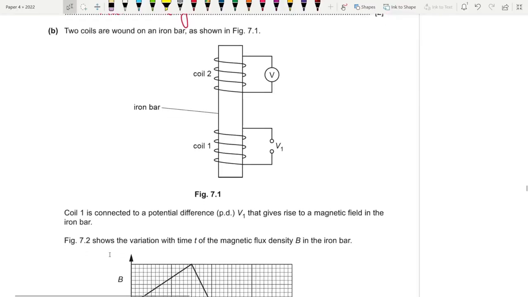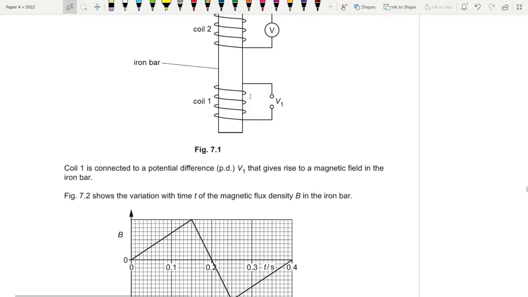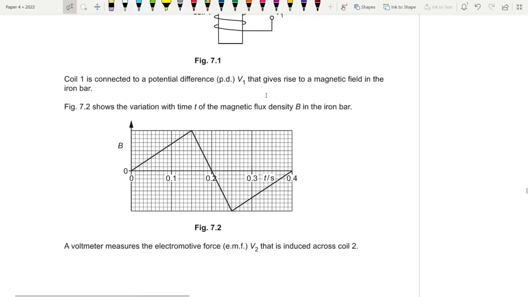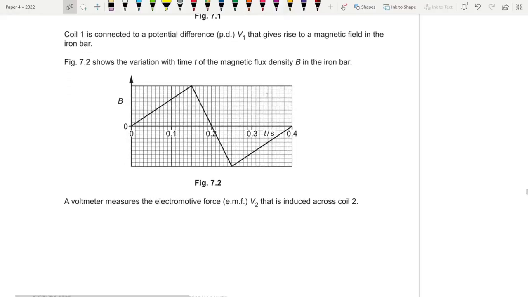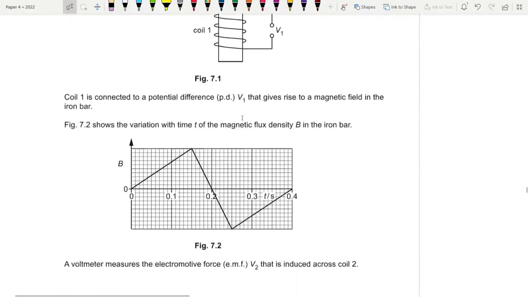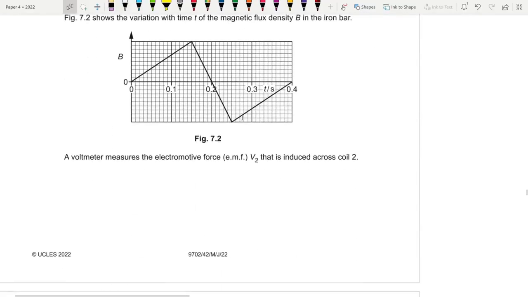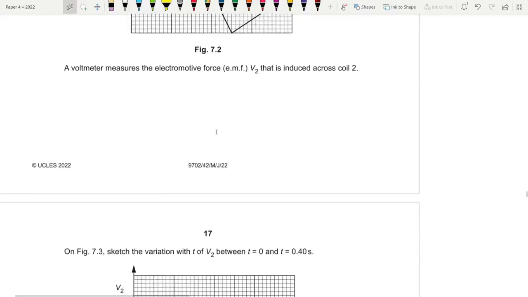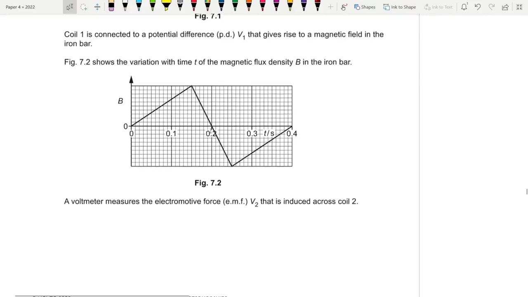Two coils are wound on an iron bar as shown. So coil 2 clearly does not have a power supply, but coil 1 is connected to a power supply. Coil 1 is connected to a potential difference V1 that gives rise to a magnetic field in the iron bar. Figure 7.2 shows the variation with time of the magnetic field or magnetic flux density in the iron bar. A voltmeter measures the electromotive force V2 that is induced across coil 2. So clearly we have to apply Faraday's law of electromagnetic induction as well as Lenz's law. Lenz's law states that the EMF induced will be induced in such a way as to oppose the initial change that caused it, because there needs to be conservation. The law of conservation of energy needs to be followed, right?